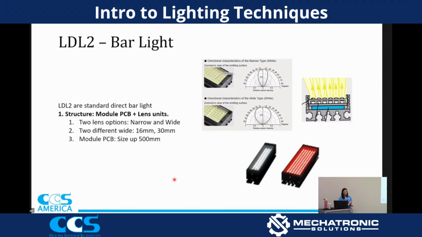A little bit on the LDL2 bar light, just so you can know the difference between each one. This is made with bullet type LEDs. They have a wide version and a narrow version available, two different widths: 16 millimeters and 30 millimeters. These guys are great because they can be really, really small, or they can be up to, I think, 500 millimeters if necessary, and about 30 millimeters long. So they're really good for high precision applications, long story short.